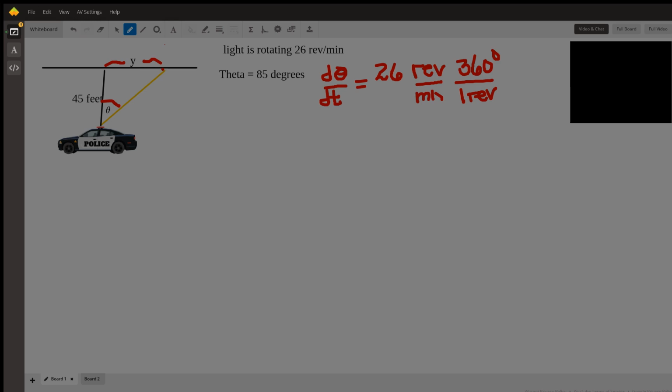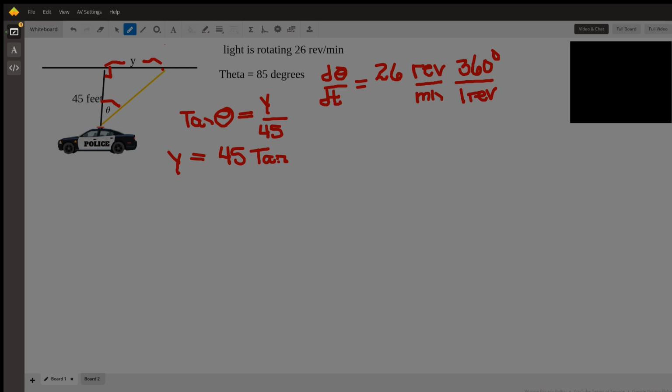We're going to use this right triangle to find a relationship. We're going to be able to express y in terms of theta. Since y is across from theta and 45 is adjacent, we recognize that the tangent ratio, the tangent of theta, is equal to the opposite over the adjacent. But expressing that with y alone, we'll call that 45 times tangent theta.